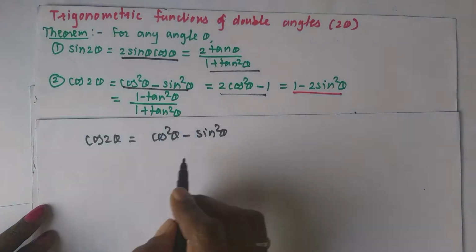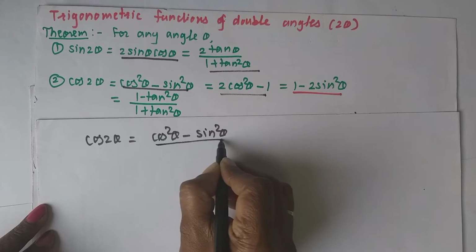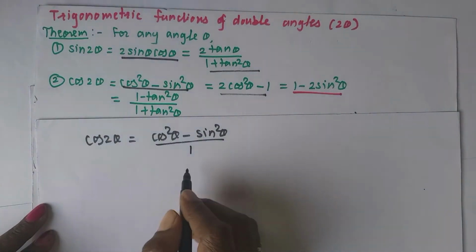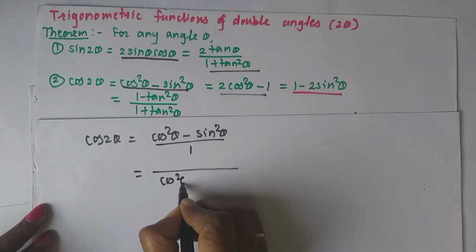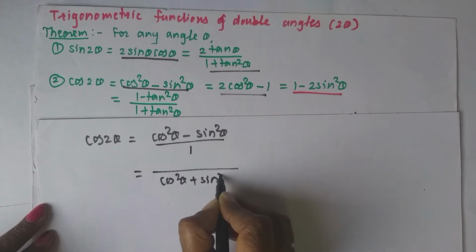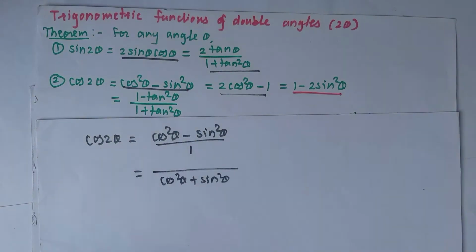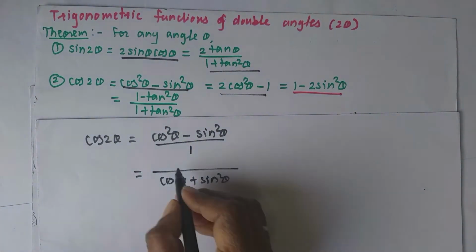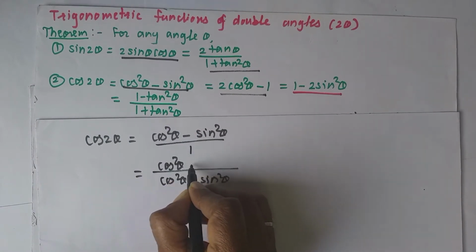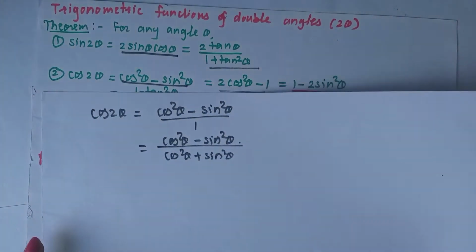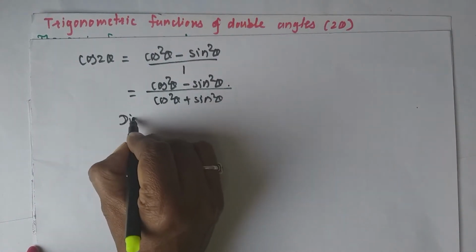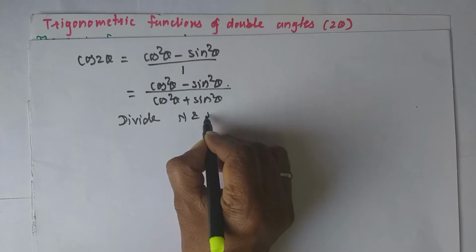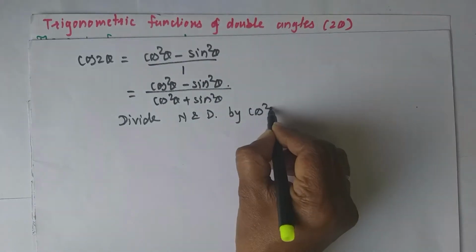Now again we know that there is 1 in the division of any number, and for this 1, from our first identity, I will keep cos square theta plus sin square theta, because I know from our first identity that the value of sin square theta plus cos square theta is 1, and keep the numerator as it is. Now I will divide numerator and denominator by cos square theta.